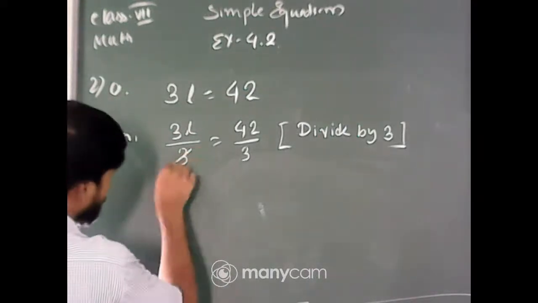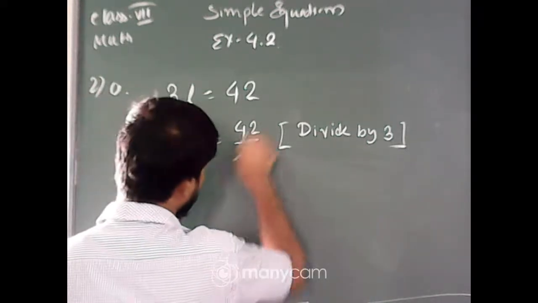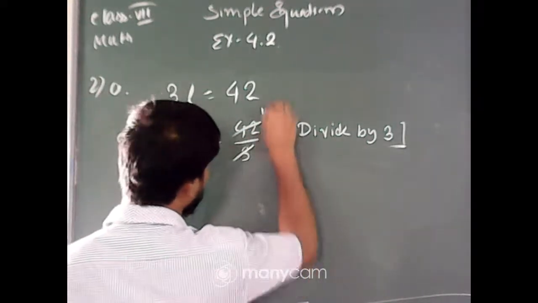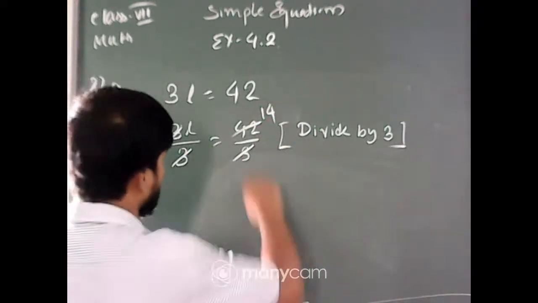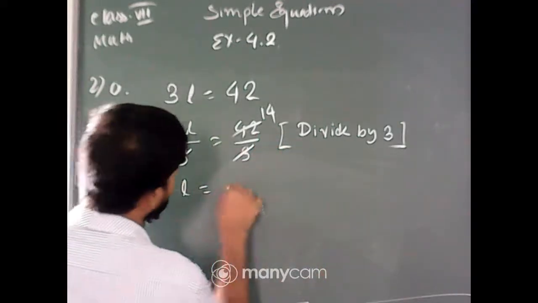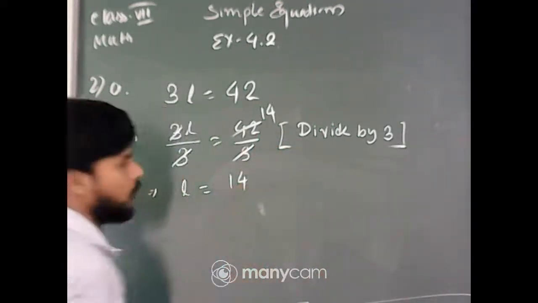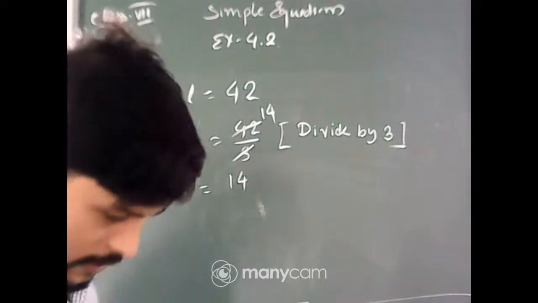So look, this 3 and this 3 will cancel each other, and 3 ones are 3, 3 fours are 12. So L will be equal to 14. The value of L, or the solution, is 14. No problem, Dildar, it sometimes happens.